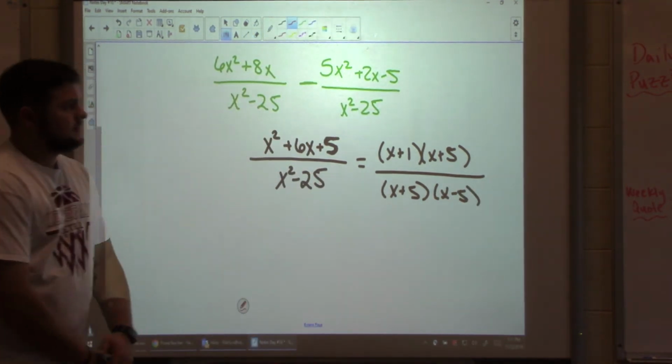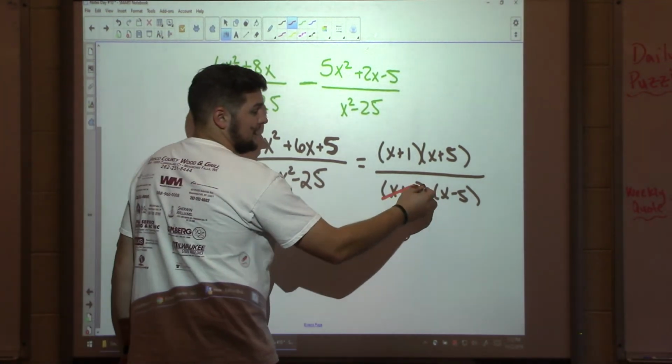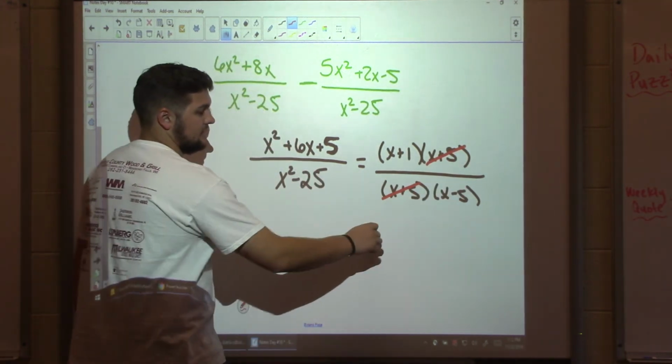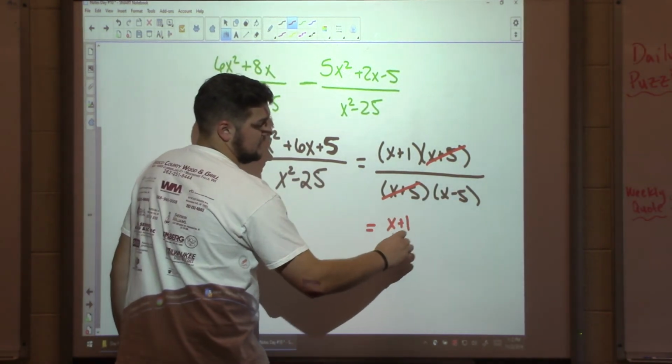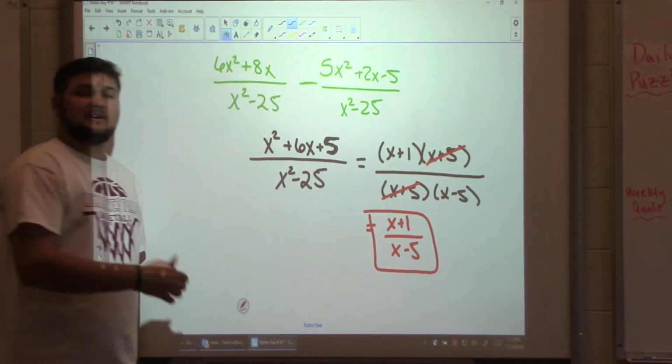Alright. Can I simplify? Faith, what can I simplify? X plus 5, good. One from my denominator, one from my numerator. I'm left with x plus 1 over x minus 5. That's my final answer.